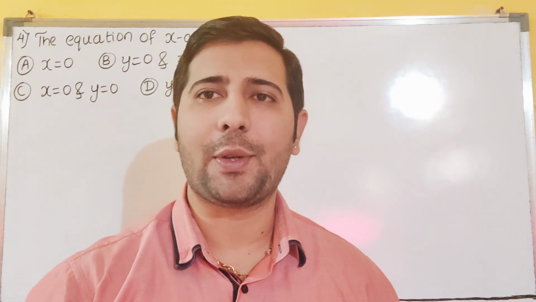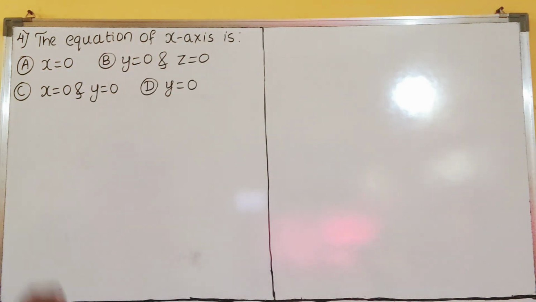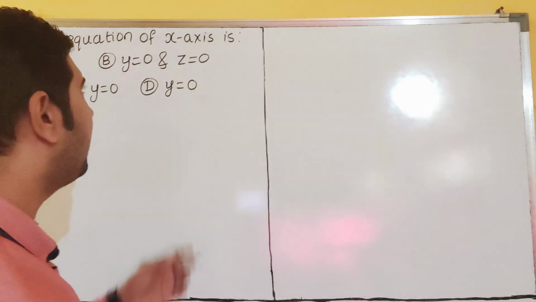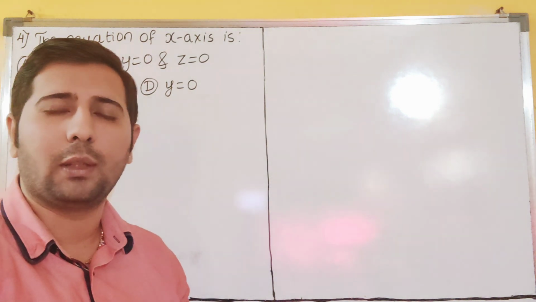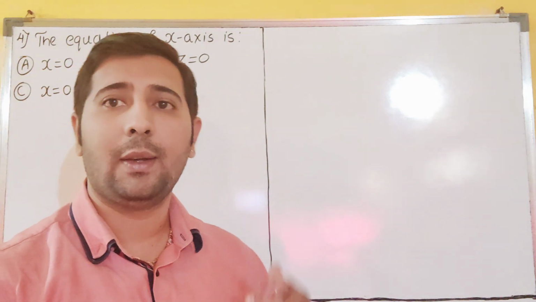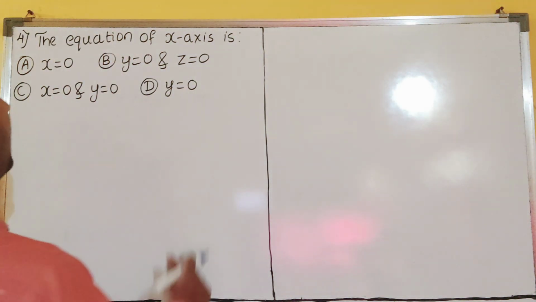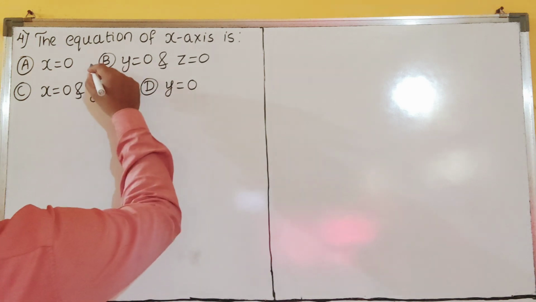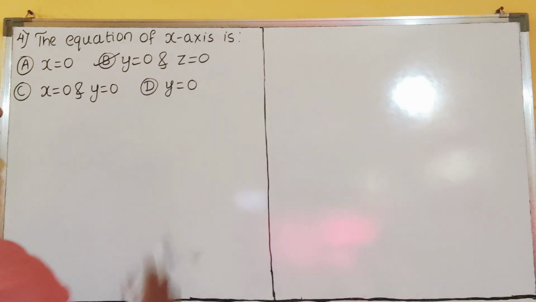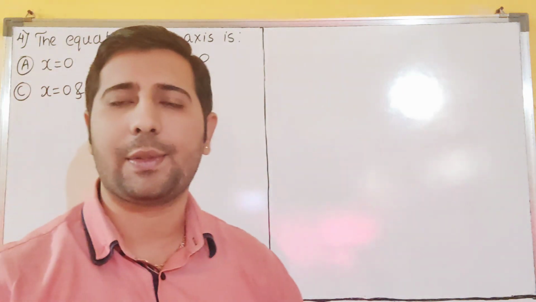Let us see the next question, dear students. Question: the equation of x-axis. The equation of x-axis means, except x, other values will be 0. We are learning 3D, dear students, remember. So leaving x, the other values are 0, that means y is equal to 0 and z is equal to 0, dear students. So B for bingo is our answer.